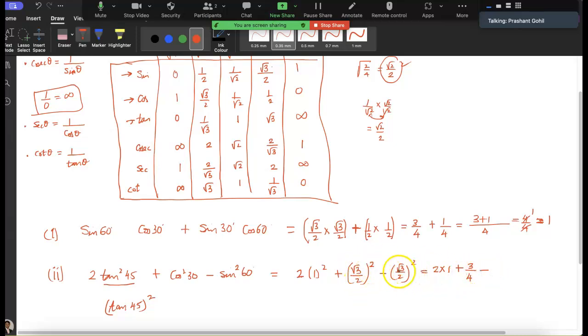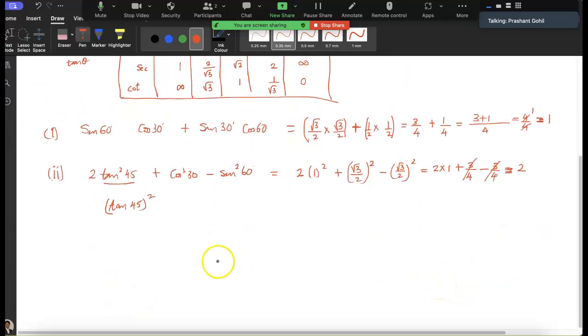Minus 3 by 4. So plus 3 by 4 minus 3 by 4 cancels. 2 into 1 is 2. So the answer for this is 2. 2 plus 0, which is 2. Okay. So that's pretty simple.